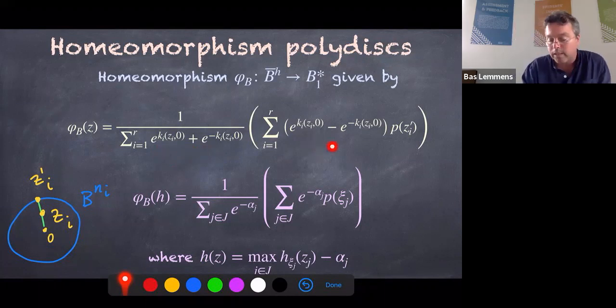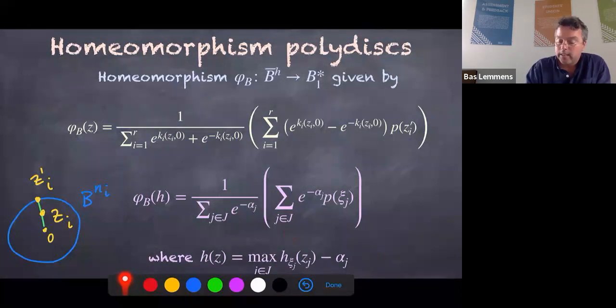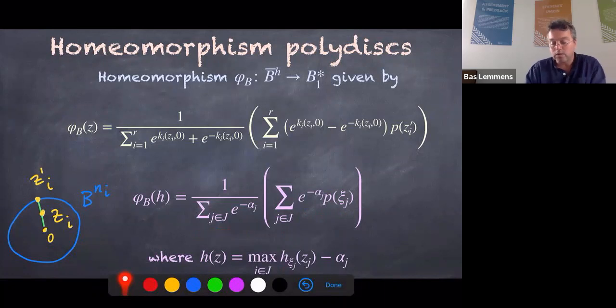In fact, this will end up in the interior of the ball because there's a minus here and there's a plus there. Okay, and then for the Horo function h, where h is given in our usual form, we have this J, psi j, and alpha j. So we get the sum over j in J, e to the minus alpha j, p psi j, and then we have this normalizing constant here. We do need to end up in the boundary of the ball, so we do want this to be a convex combination.